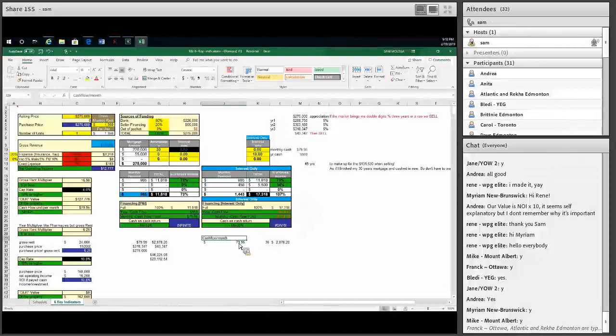This here is the number of months, right? So the total months is 36, and total cash flow. Okay, so then we have, how much did we make on the property?